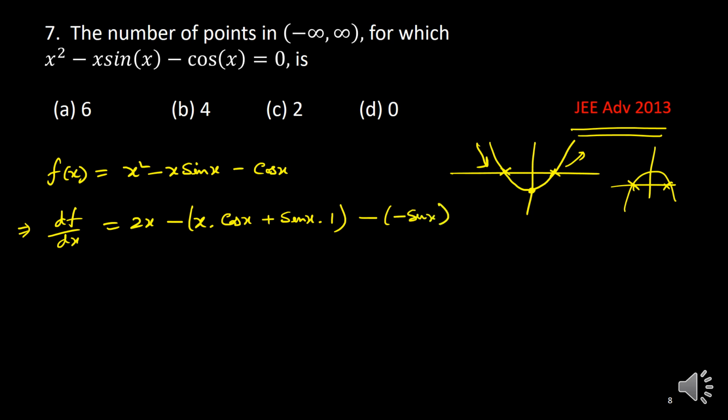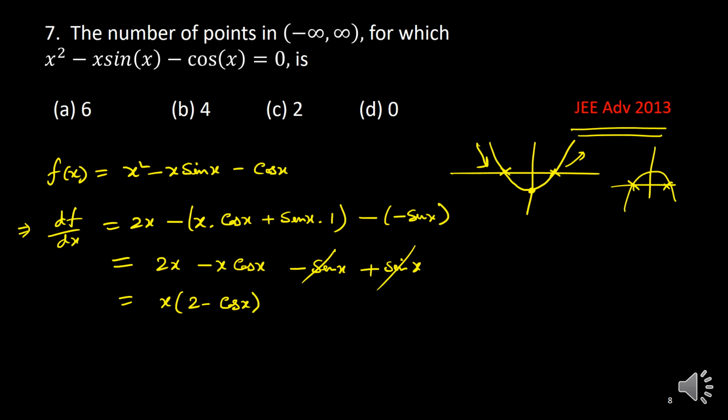Is it fine? So if I simplify it, it is 2x minus x cos x, and this is your minus sin x, this is minus 1 plus sin x, and these two will cancel. So what you will get? x into 2 minus cos x. Now here we will try to understand what is the value.